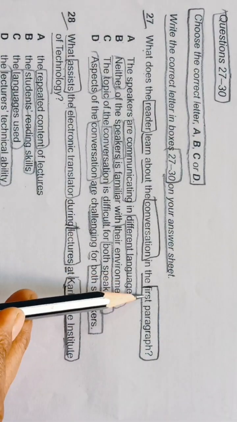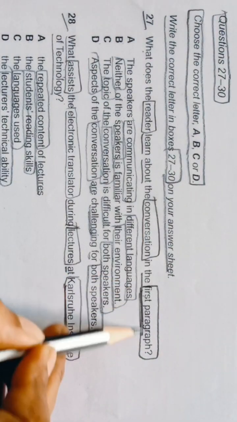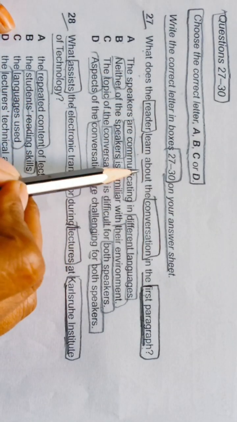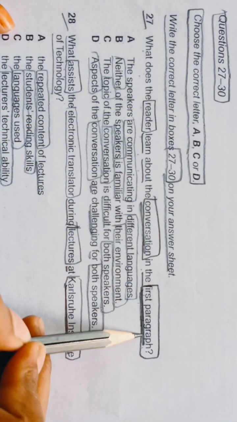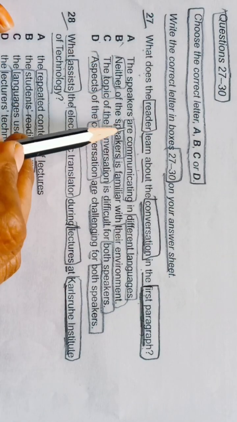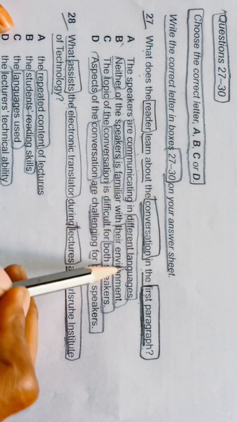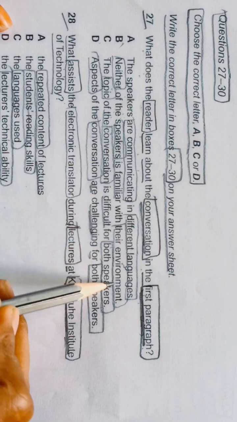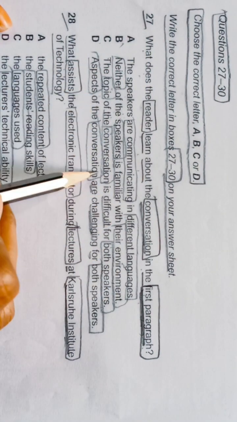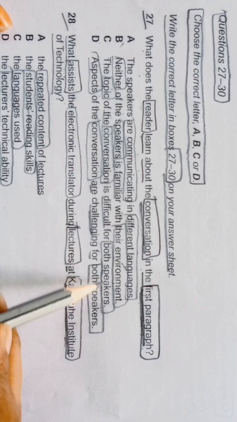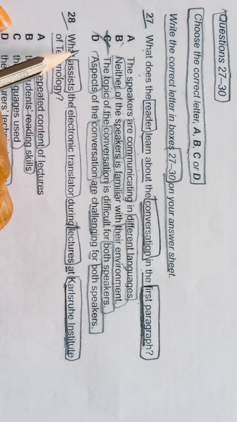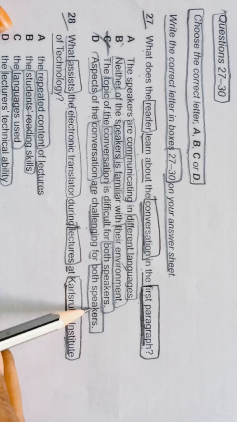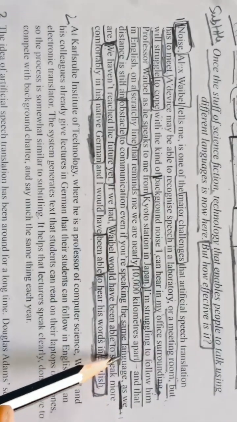So here they are directly asking for the first paragraph. Okay, let's see. What does the reader learn about the conversation in the first paragraph? A. The speakers are communicating in different languages. B. Neither of the speakers is familiar with their environment. C. The topic of the conversation is difficult to both the speakers. So this type of thing we have not seen. D. Aspects of the conversation are challenging for both the speakers. Okay, so let's see.